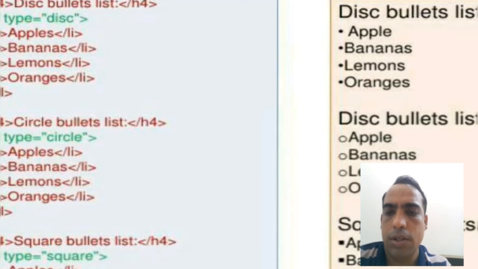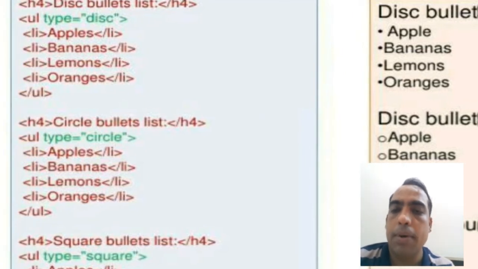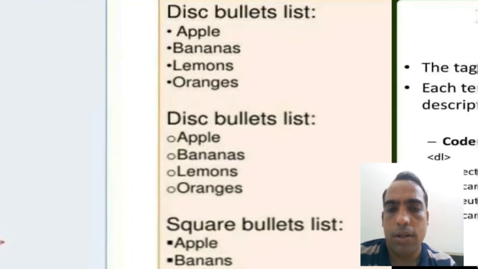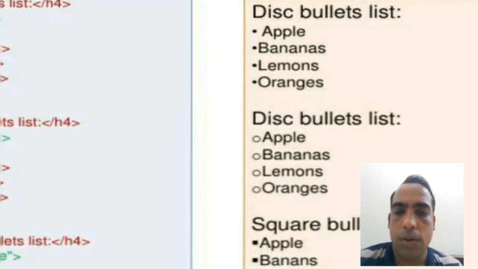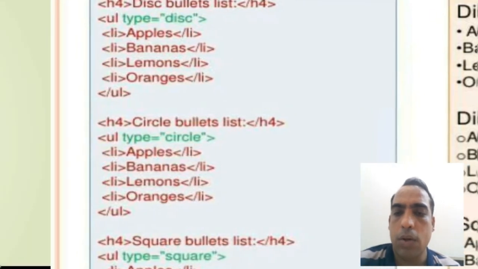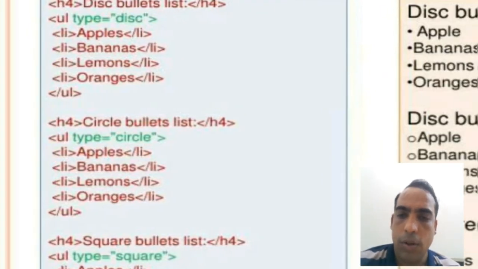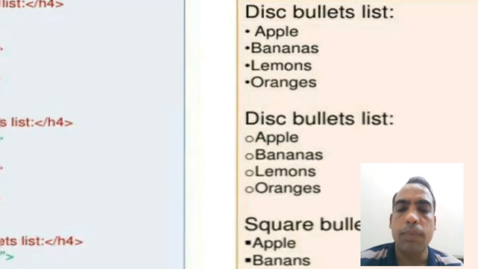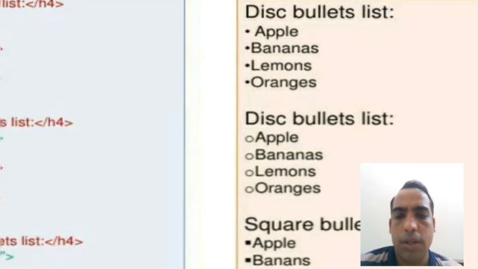Now the second code is the same, but instead of disk type we have written circle in this code. Now you can see the output of this code. Second one, circle bulleted list. Now the third code is also the same. Instead of circle type we have written square in this example. Now you can see the output of this code. Third one, square bulleted list.